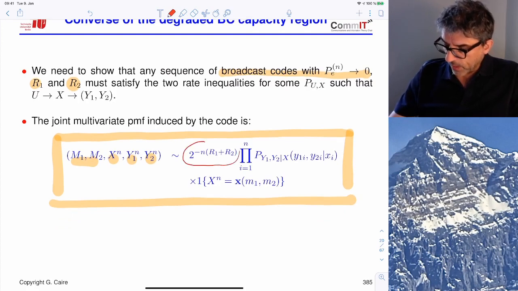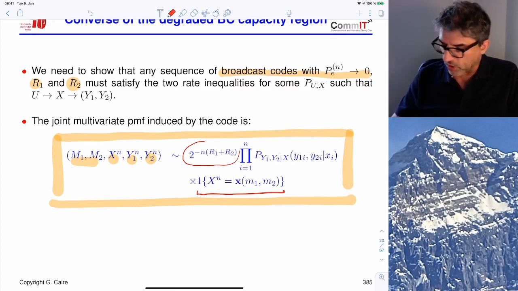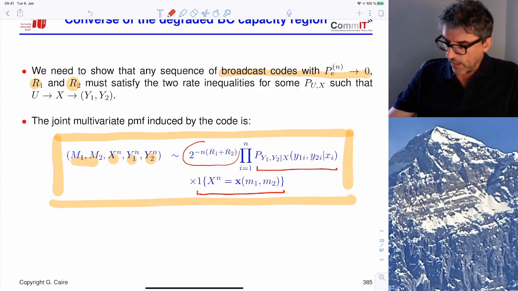Then X given the messages is simply the indicator function of the code word corresponding to M1 and M2. Notice that here we are not constructing any superposition code, nothing. The code is given to us. So the code is in general a sequence of code words X indexed by the two messages M1 and M2. And then the channel specifies the distribution of Y1, Y2 given X, which is memoryless.